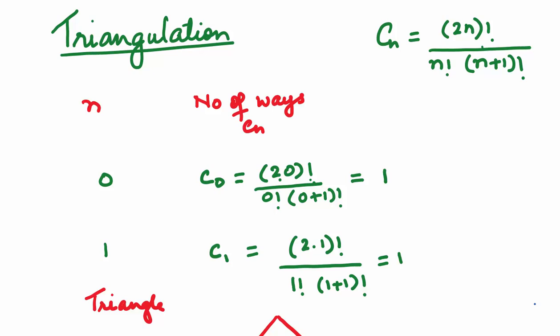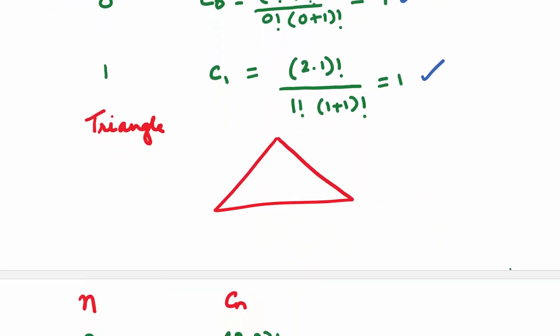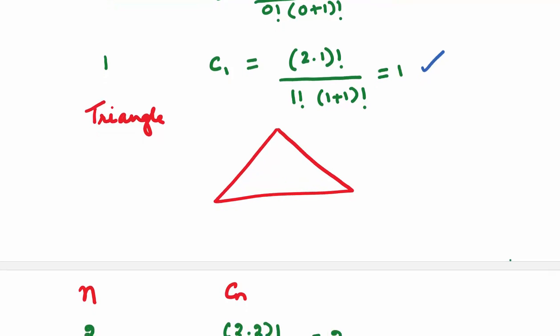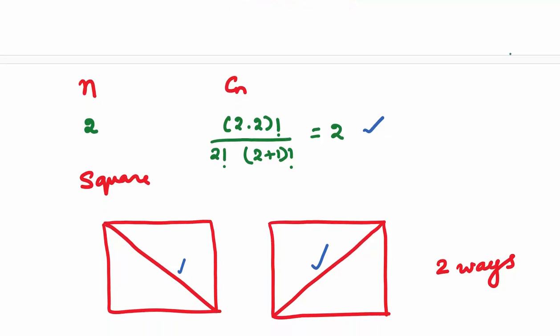If we take different values of n, let's see what our Cn comes out to be. So if we take n to be 0 and put n is equal to 0 in this formula, you can see C0 will be 1, and when we take n is equal to 1, we get C1 is equal to 1. Which means that if we take a triangle, then that is the only way in which triangulation can be done. So C1 comes out to be 1. If you take n is equal to 2, we get a square, and we get Cn as 2. So you can see these are two different ways in which we can do the triangulations, and that divides my square into two triangles. So these are the two ways, and that's why Cn is equal to 2.